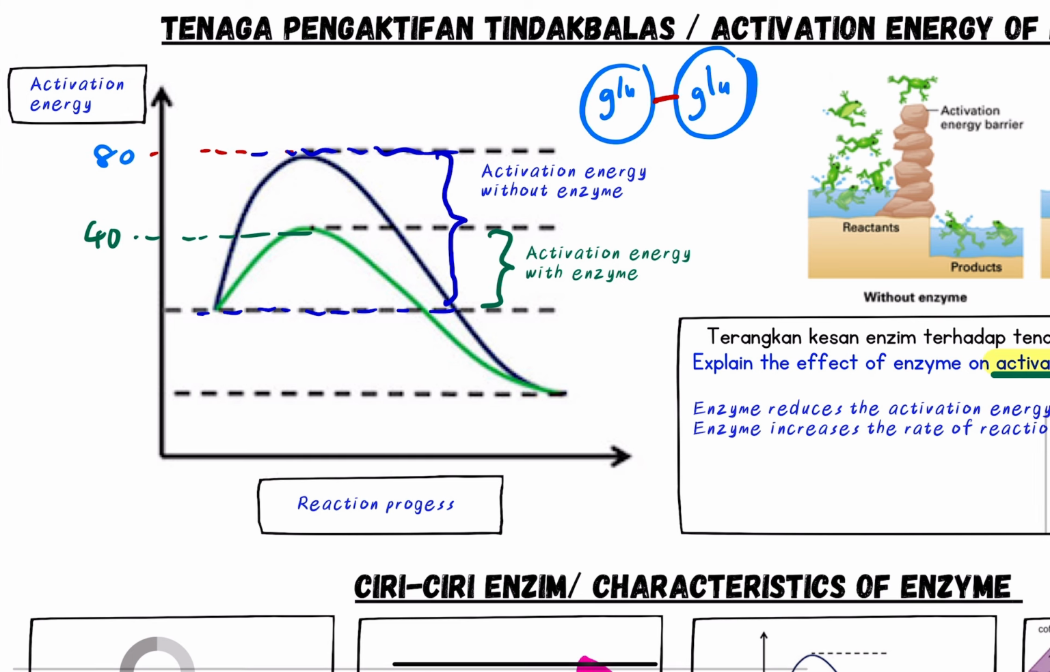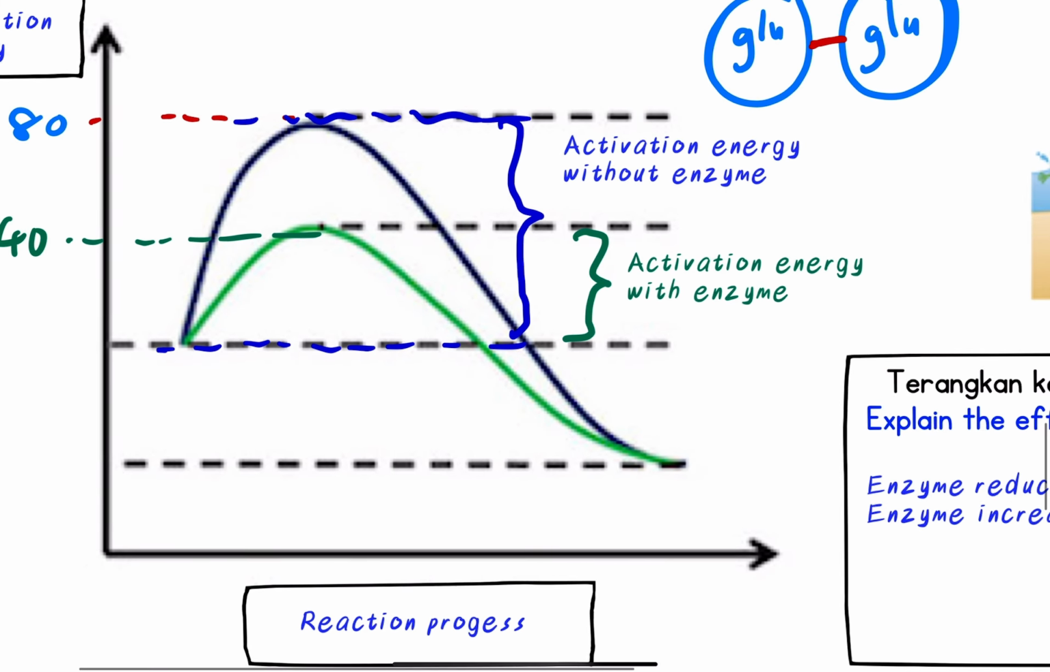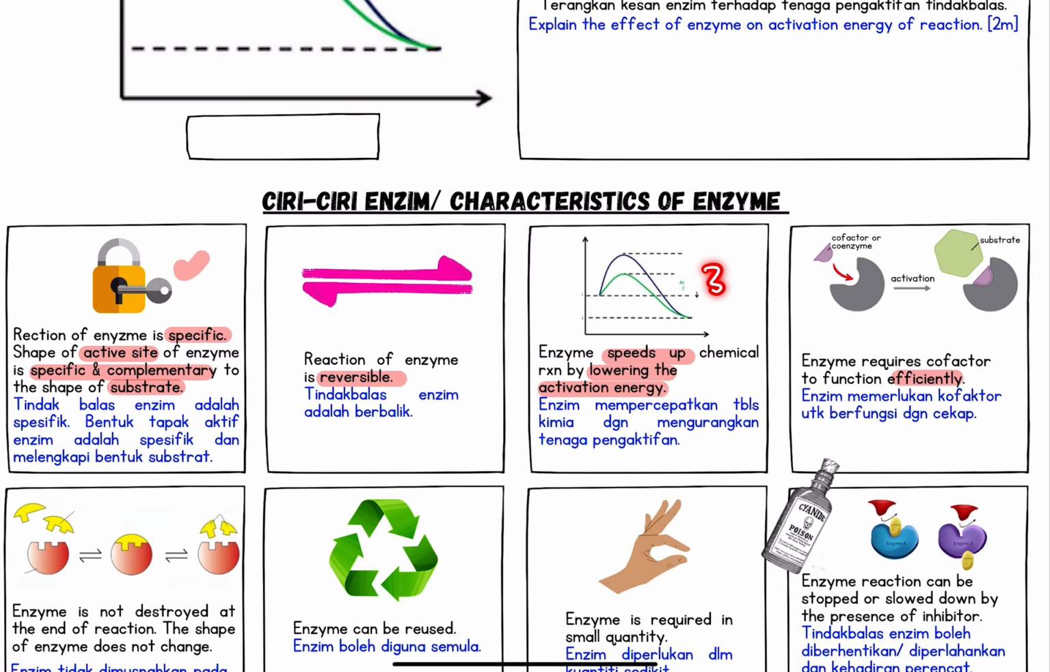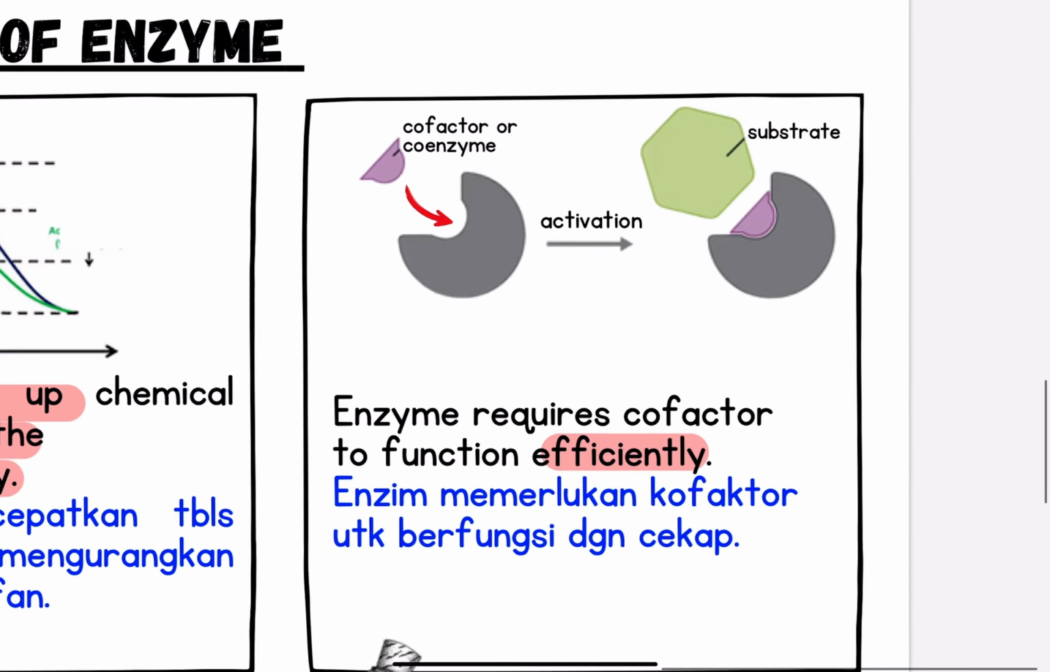Remember, the blue graph refers to how much reactants need to absorb energy before the reaction can happen. So in this case, banyak lah. So in the presence of enzyme, the activation energy is actually lower. So the reactants need to absorb only this much energy. Then the reaction occurs. Okay, itu number 3. Let's go to number 4.